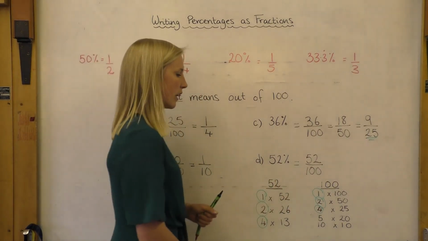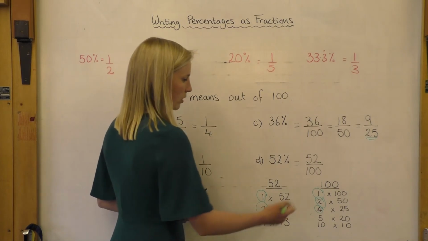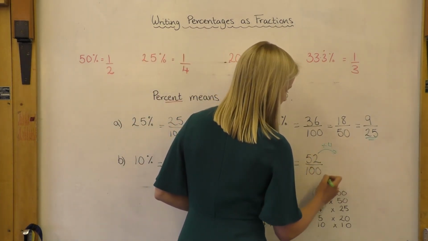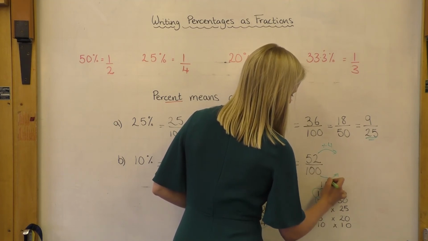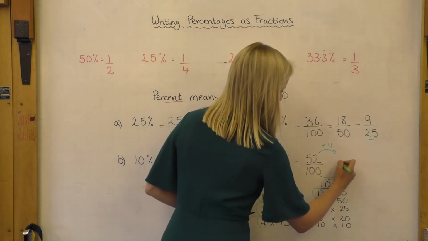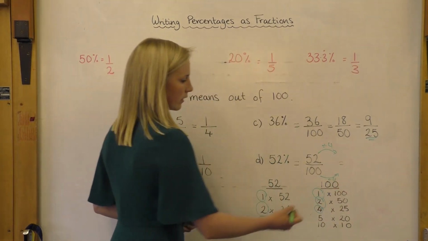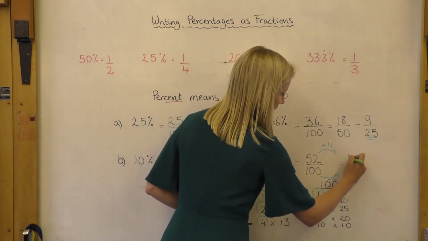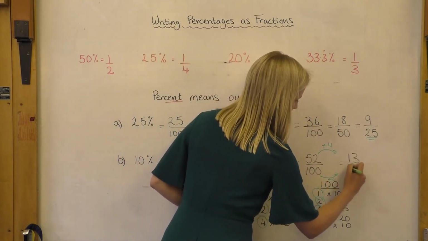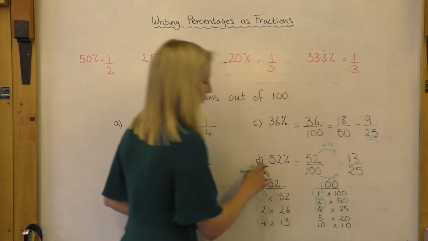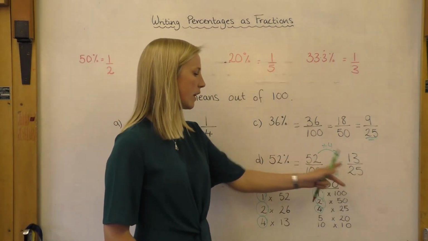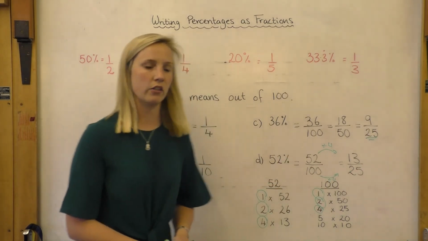So looking at using our highest common factor method, we're going to take 52 and we're going to divide that by 4, and we're going to do our 100 and divide that by 4. 52 divided by 4 then is our 13. And our 100 divided by 4 is our 25. So 52% is also the same as 13 out of 25 or 52 out of 100.